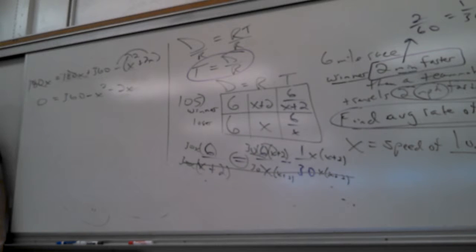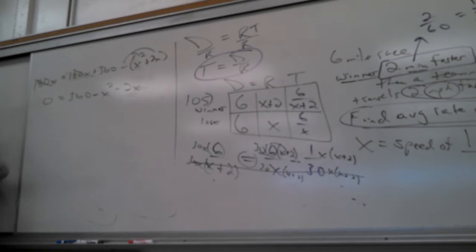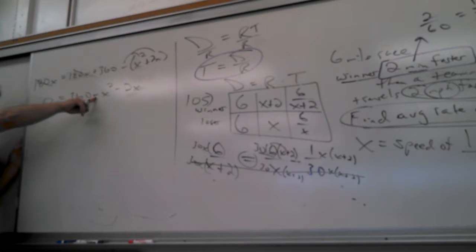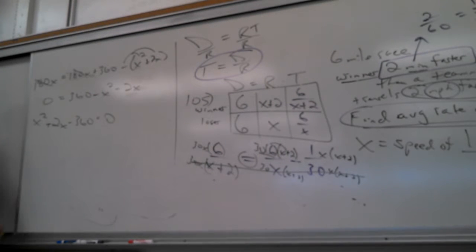Can you flip it around? It's in the wrong order right now, right? And the x squared is negative. I don't like that. So let me add x squared over. Let me add 2x over. And let me subtract 360 over. And as I move them, I can also put them in the right order. You can also divide by a negative. Whatever you got to do, it's easier to factor if the first number is positive.